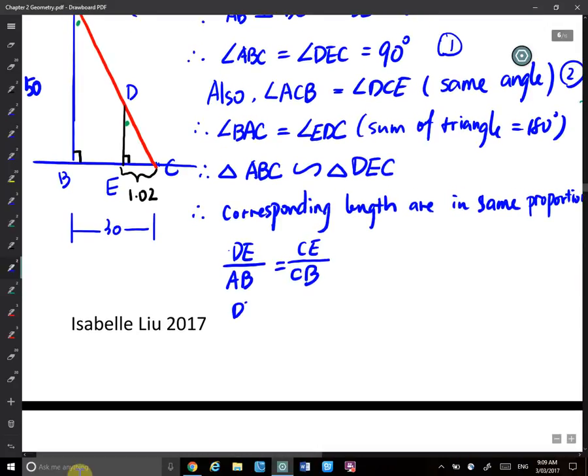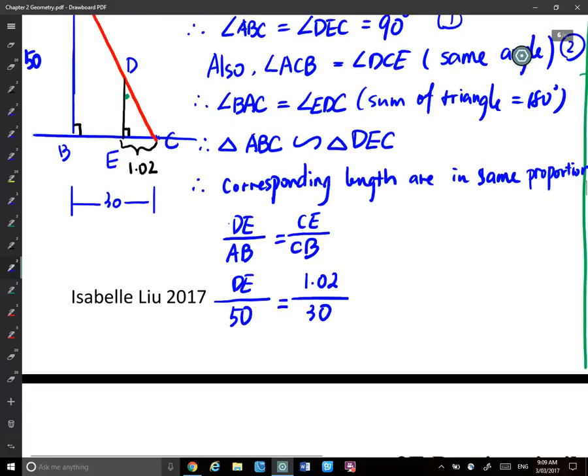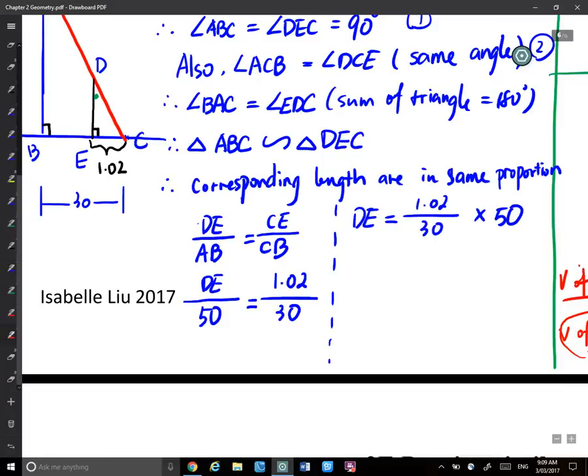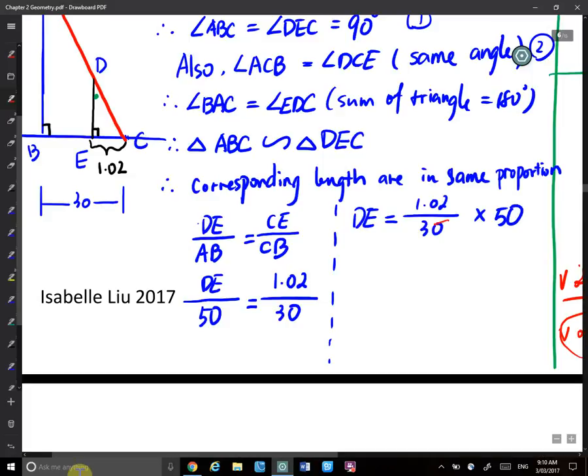I don't know DE, so I will leave DE like that, and I know AB. AB is 50. I do know CE, CE is 1.02, and I do know BC, BC is 30. So I will know what DE is. DE equals 1.02 over 30 times 50. Times 50 on both sides. That is 3, that is 5, they can cancel the 10.